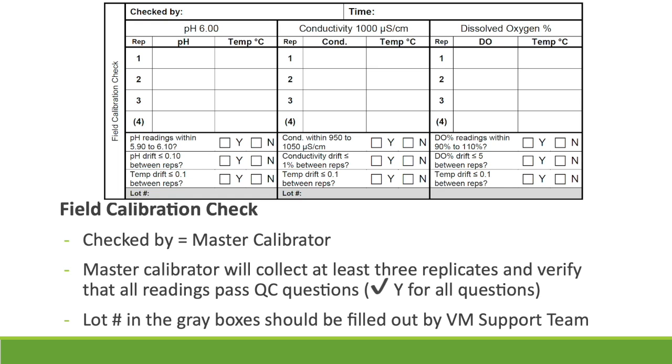If this is your second site, you do not need to conduct an additional field check, but instead refer to the other site. For example, you would write C Bike Bridge. The master calibrator should have checked Y or yes for all boxes. Otherwise, they should contact the VM support team.